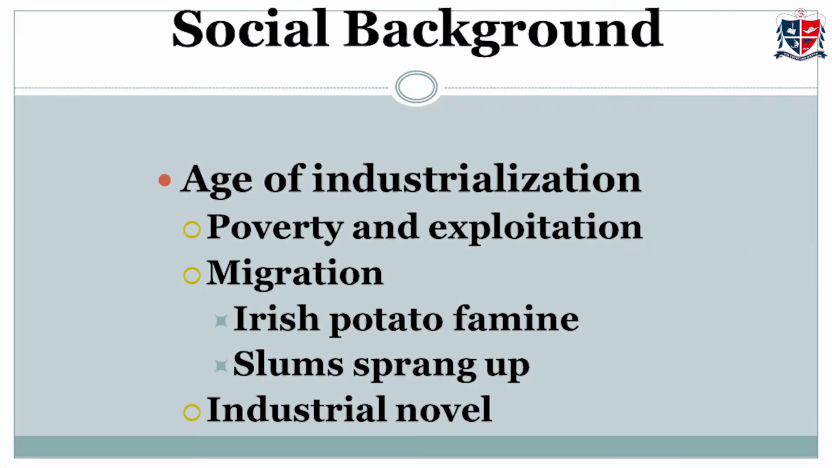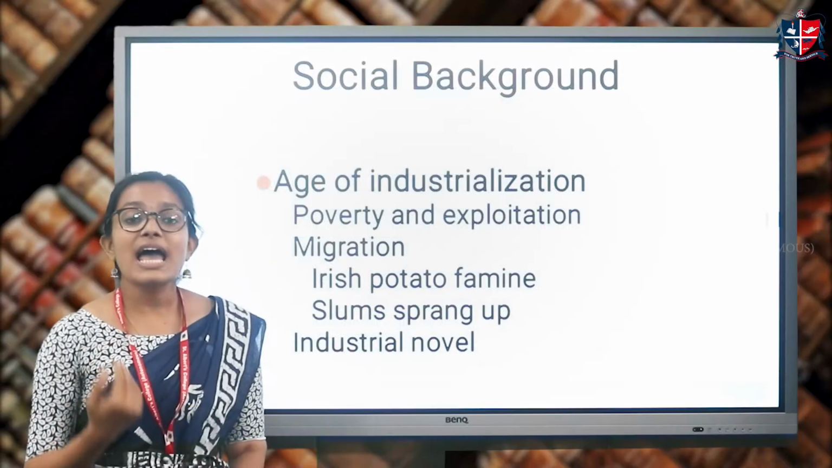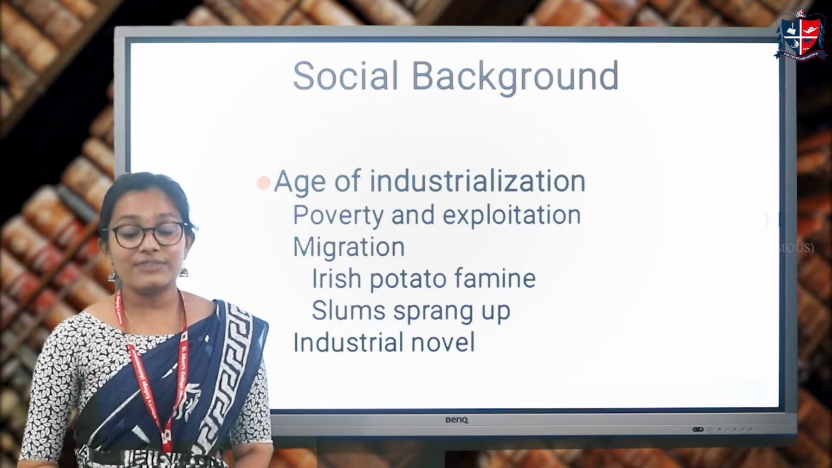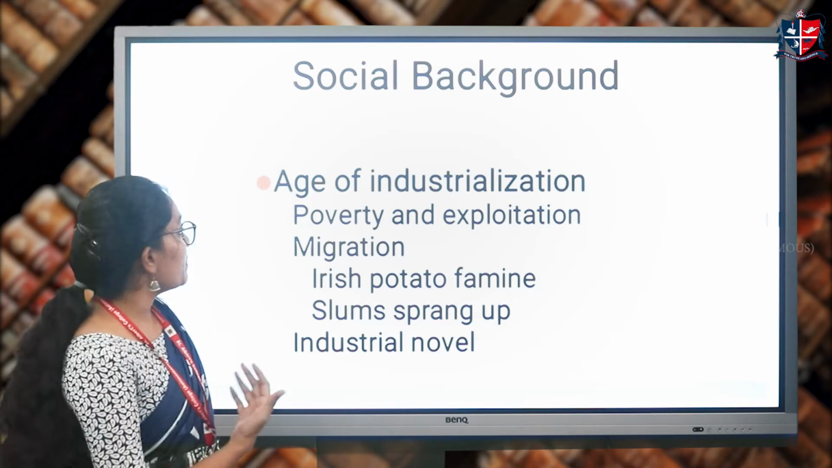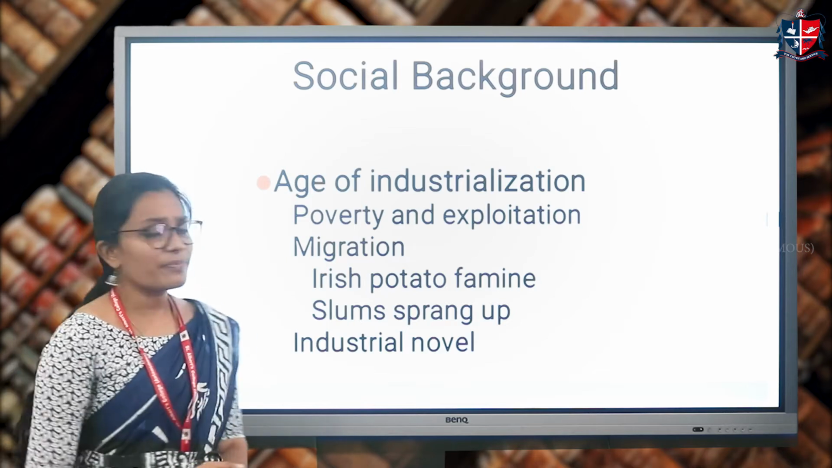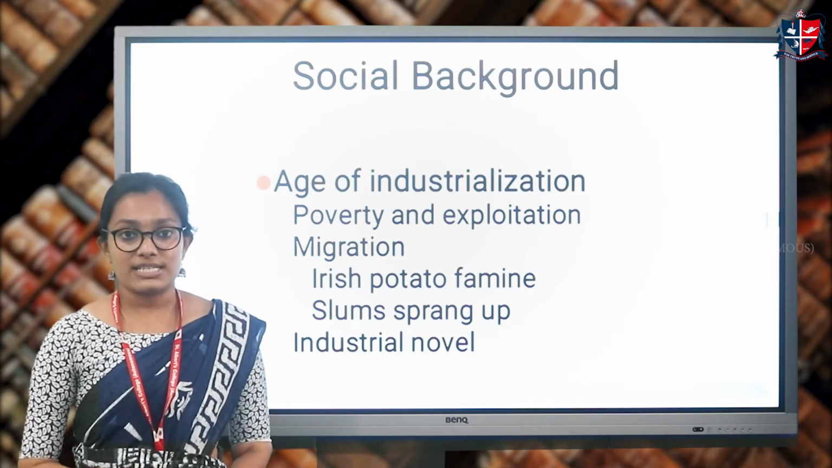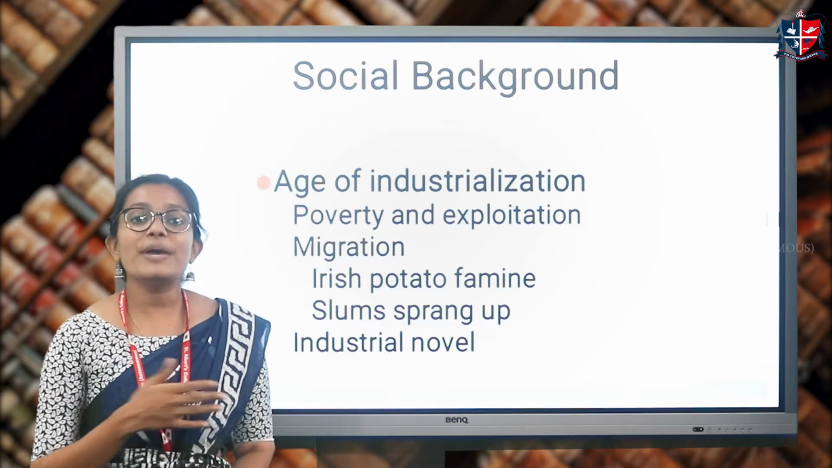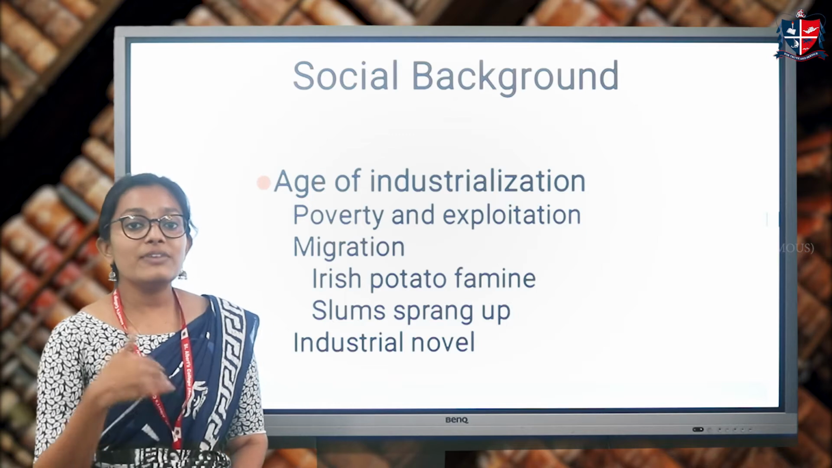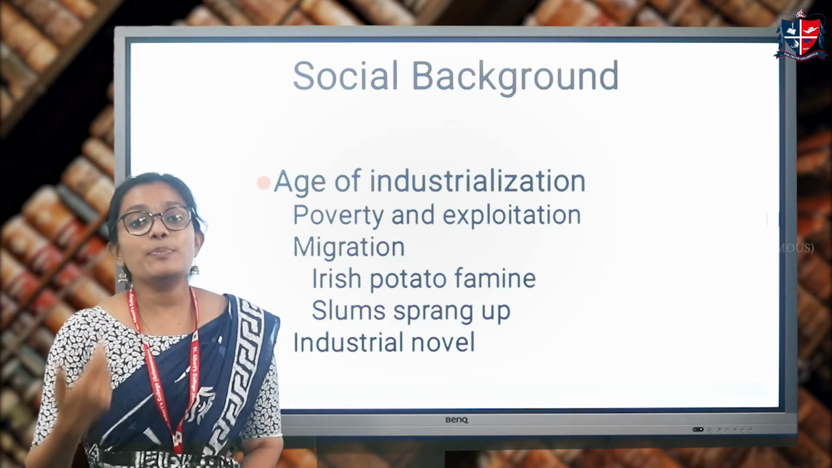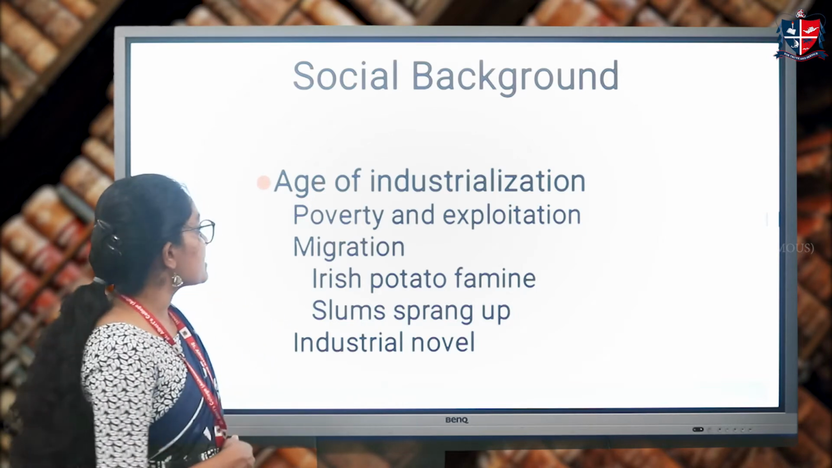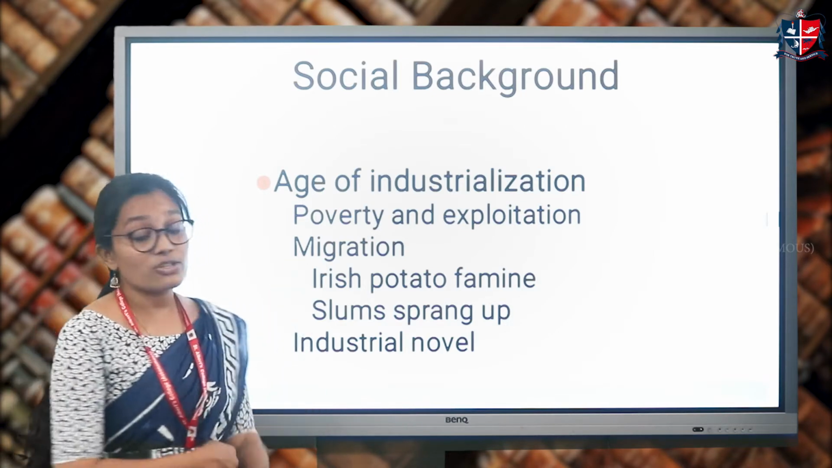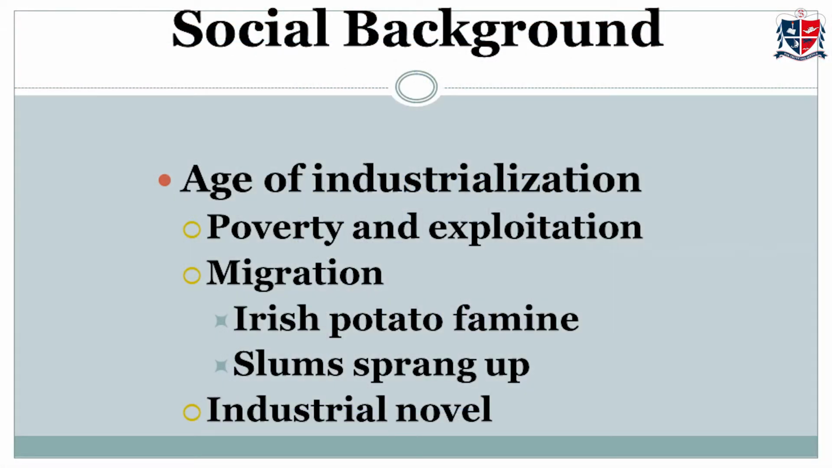The period was also known as the age of industrialization because at that time technology had advanced and many new inventions happened. So that is why the period is called the age of industrialization. As we all know, before industrialization, people were doing the work instead of machines. So many people were employed at that time. But when the machines were introduced, many people lost their jobs. That is the reason the society was facing poverty and exploitation at that time.